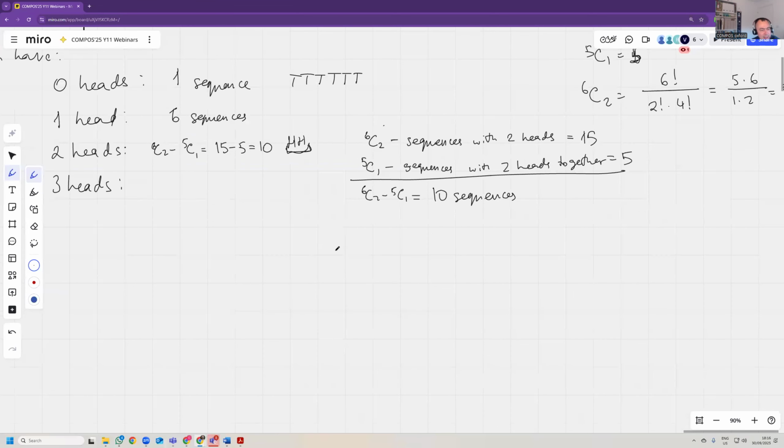Now for 3 heads, I think it's easy enough to just list them. So for 3 heads, it's going to be heads, tails, heads, tails, heads, tails, heads, tails, heads, tails, tails, heads, heads, tails, tails, heads, tails, heads, and tails, heads, tails, heads, tails, heads. Oh, there's only 4. Okay, there are 4 sequences.